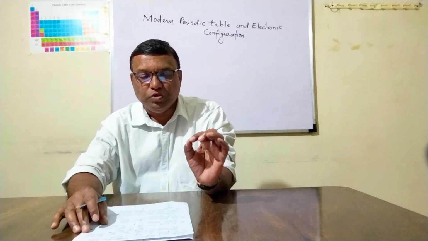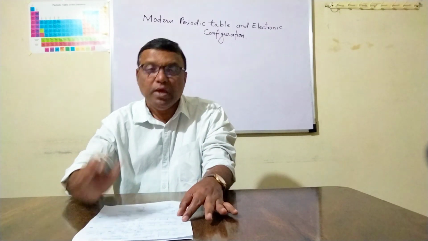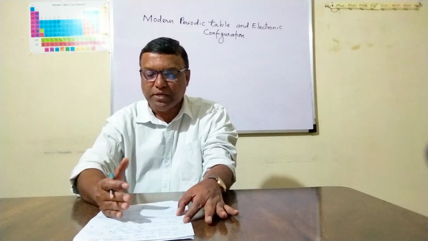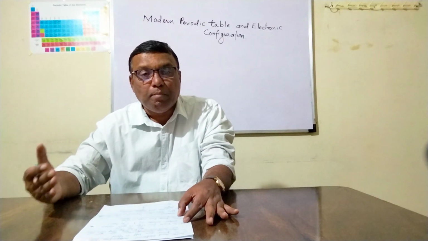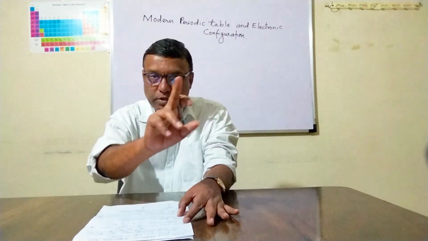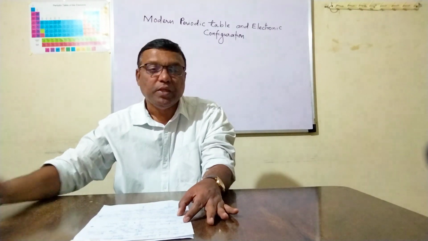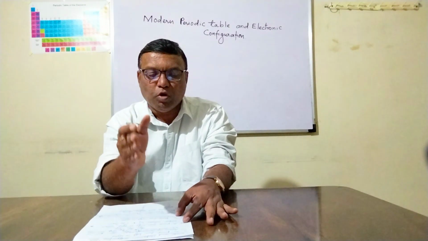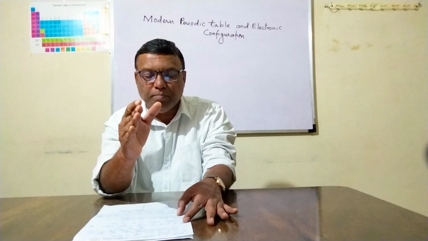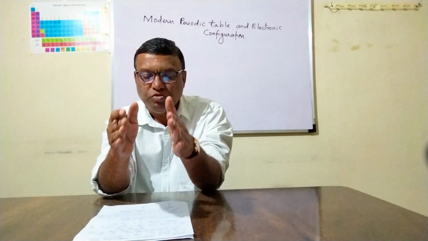Point number third, which is related with the periods and electronic configuration. What is point number third? In the period, as we go from left hand side to the right hand side, the number of shells, meaning orbits, remains the same. In the period from left to right, the number of shells remains the same.